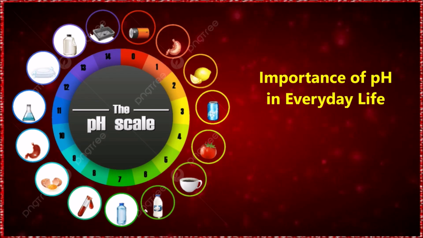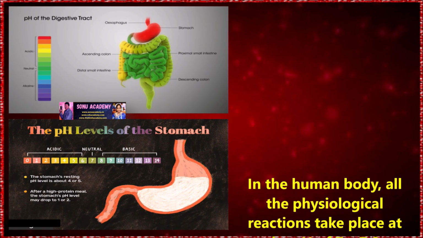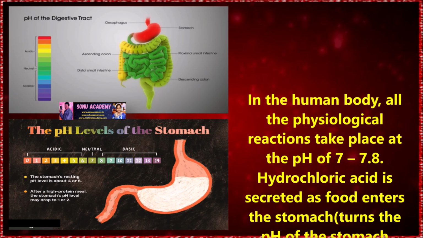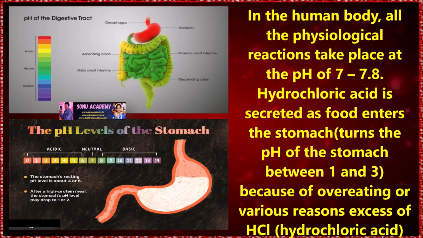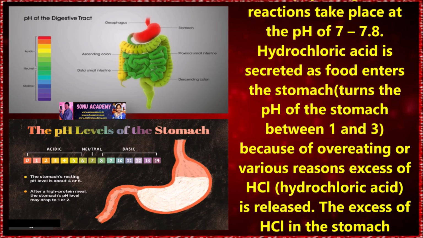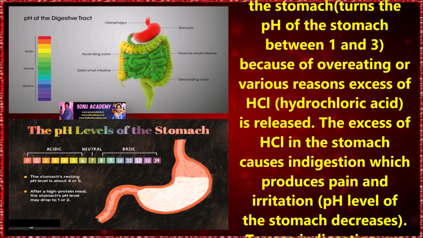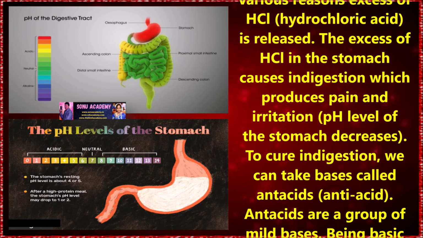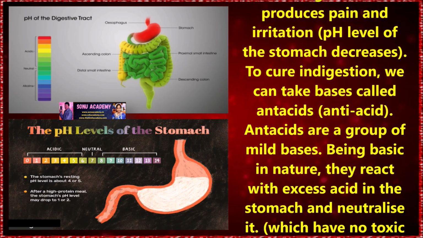Children, let us discuss the importance of pH in our everyday life. Let us discuss the digestive system. In the human body, all the physiological reactions take place at a pH of 7 to 7.8. Hydrochloric acid is secreted as food enters the stomach, and the pH of the stomach is between 1 and 3. Because of overeating or various other reasons, excess HCl, hydrochloric acid, is released. The excess of HCl in the stomach causes indigestion, which produces pain and irritation.